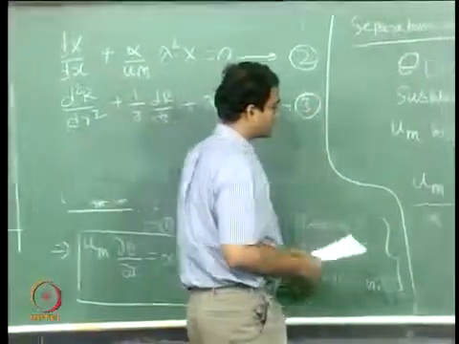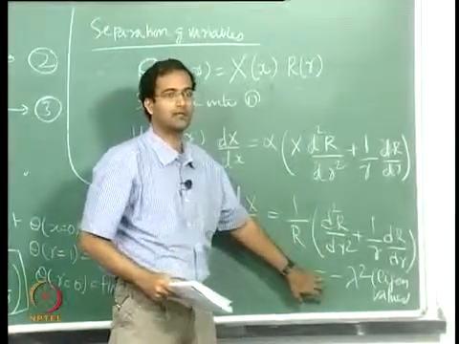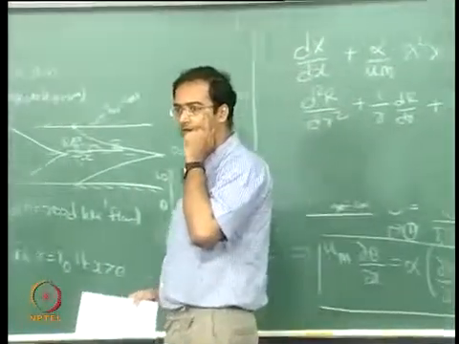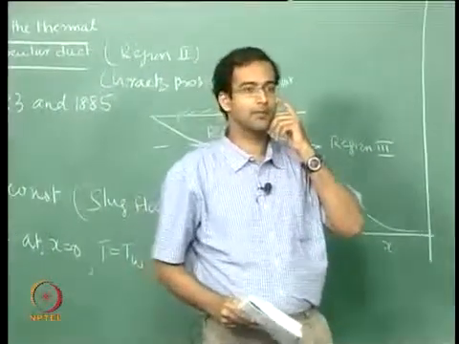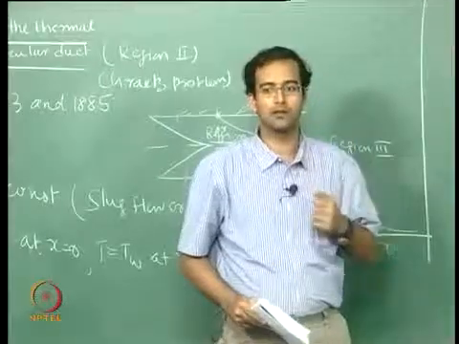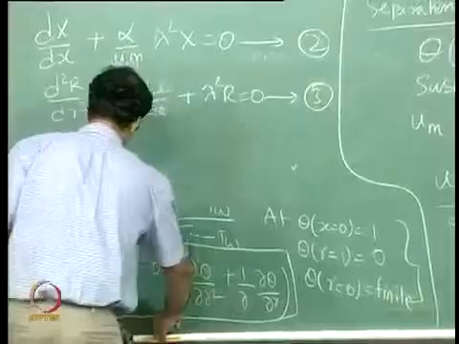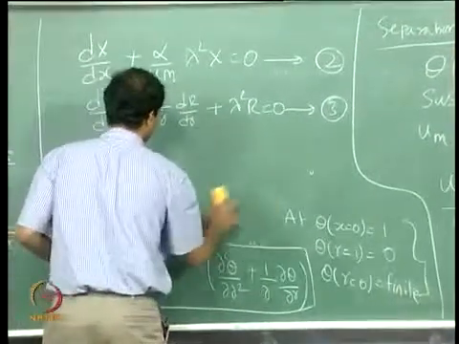So I can equate this separately to the constant, this separately to the constant. I have two equations, two ODEs. So ultimately what I have done, I have converted the partial differential equation into two ODEs. Now ODEs I can always solve them, I can at least use a simple numerical technique to solve the ODEs.